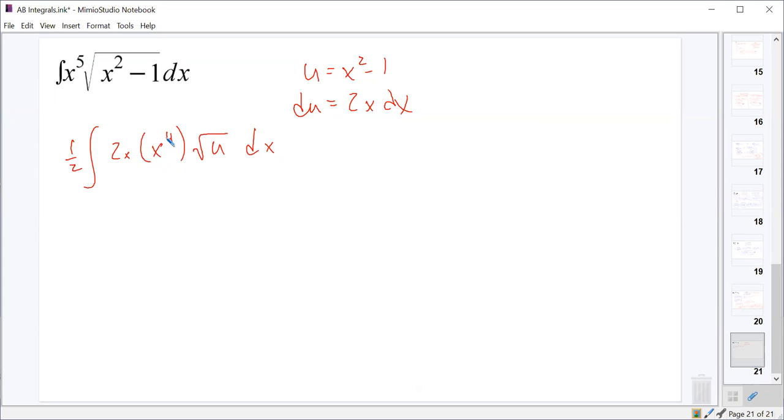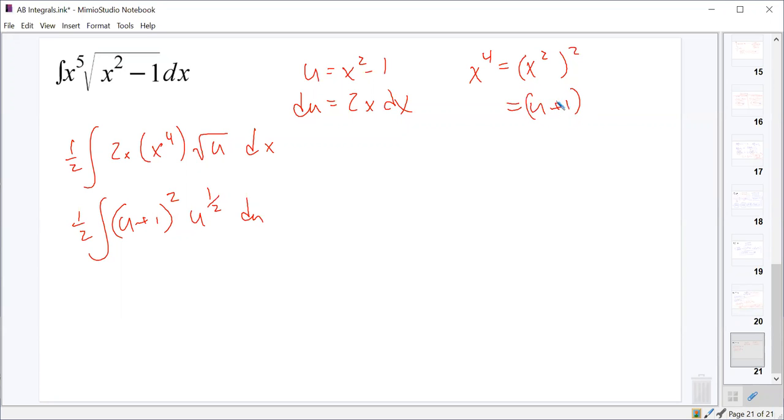Just because we don't have an x to the 4th up here anywhere doesn't mean that we can't turn x squared, which is u plus 1, into x to the 4th, right? X to the 4th ought to be x squared squared. So this is 1/2 the integral of x squared, which is u plus 1, squared, times u to the 1/2 du. Everybody good there?